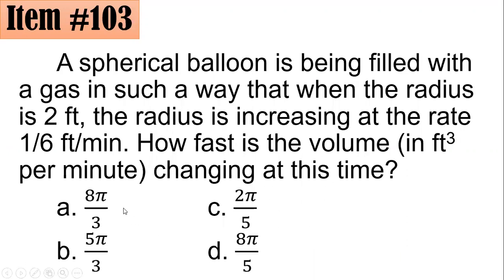Okay, 103. A spherical balloon is being filled with a gas in such a way that when the radius is 2 feet, the radius is increasing at the rate of 1/6 feet per minute. How fast is the volume in feet cubed per minute changing at this time? Did you go for 8 pi over 3, 5 pi over 3, 2 pi over 5, or 8 pi over 5? Okay, so far we have 3 answers na letter A. Tama nga kaya yung A.